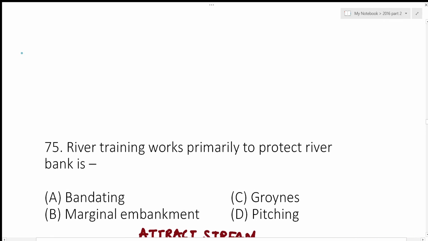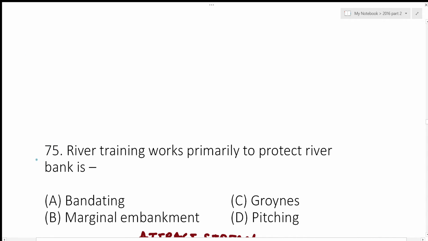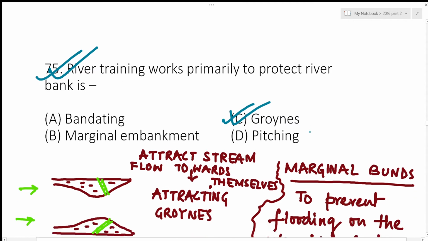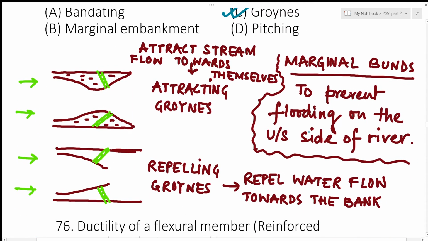Next question, river training works primarily to protect river bank is. The answer would be groins. River training works primarily to protect river bank is groins. Now this is an attracting groin. How would you know if it's an attracting groin or a repelling groin? The pointing face is towards the downstream side of the river. This is the upstream side and this is the downstream side.